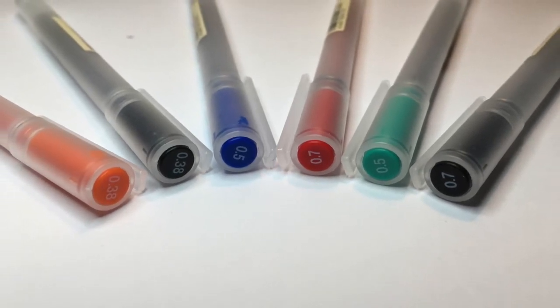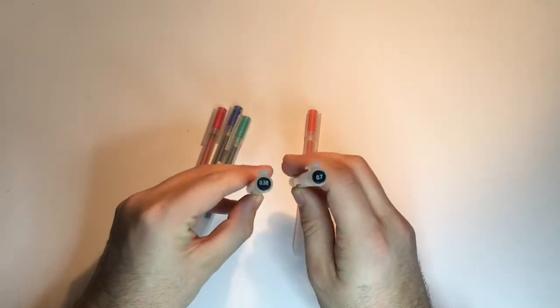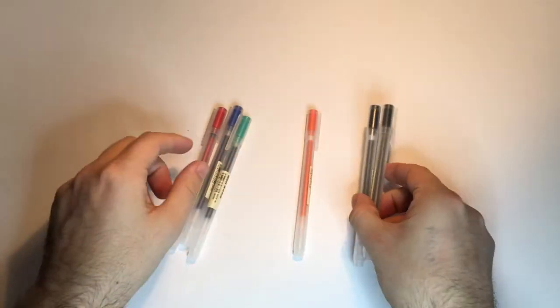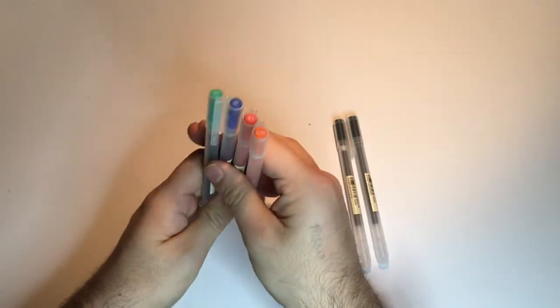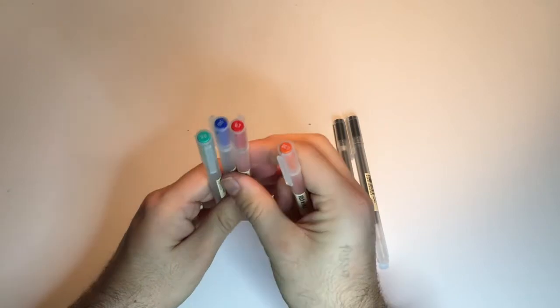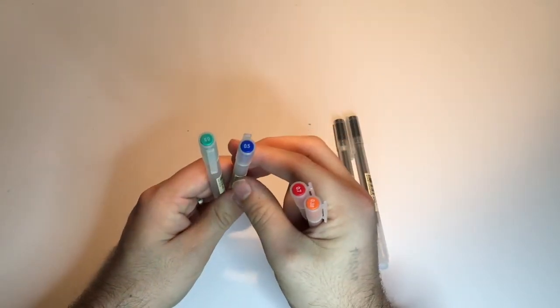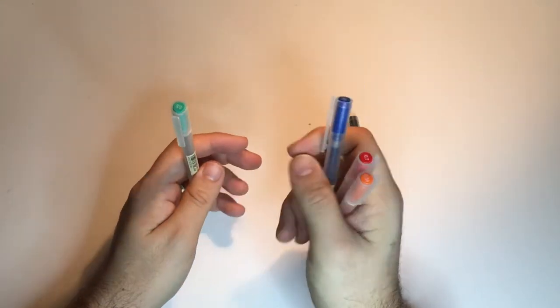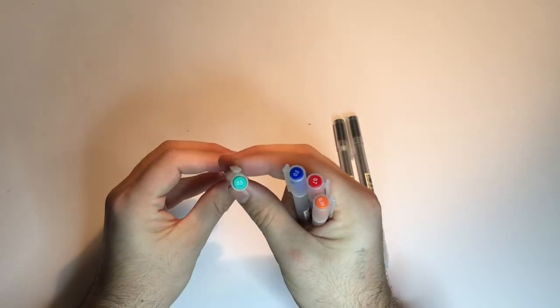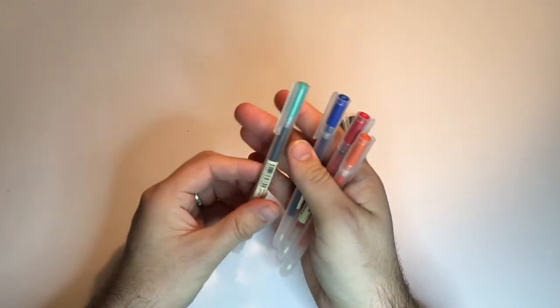So I got the finest and the widest I could in black, for standard writing. And then I got a couple of others just for fun. So I got the orange in 3.8, the red in 0.7, the blue in 0.5, and this nice greeny color in 0.5 as well.